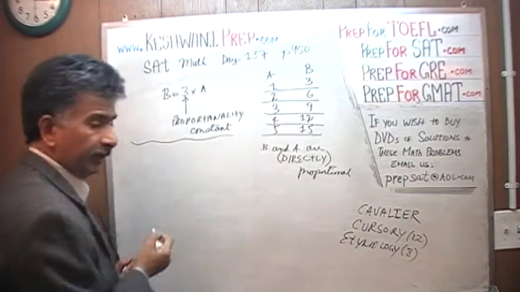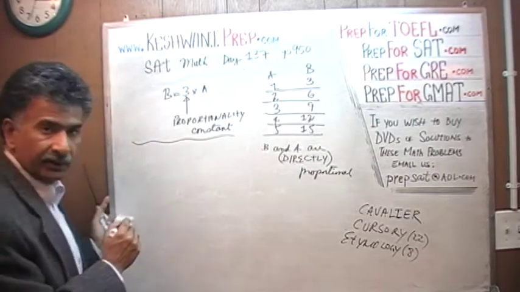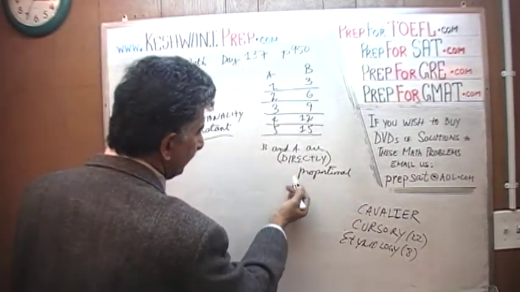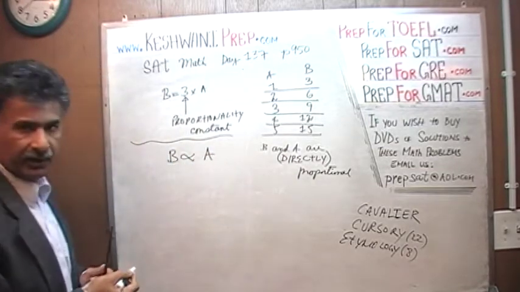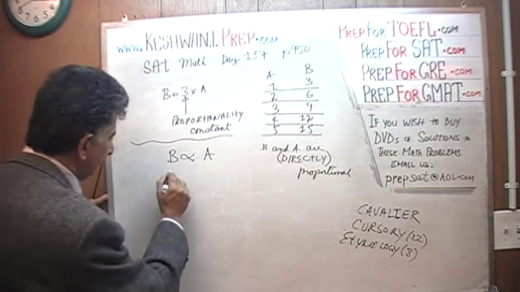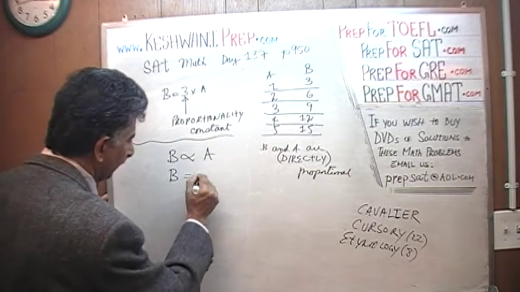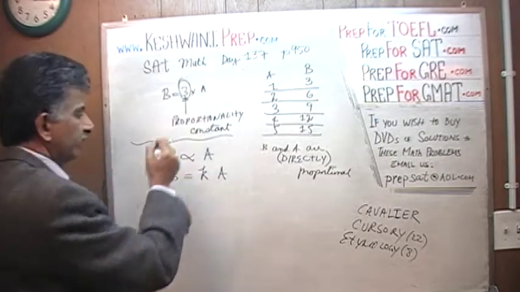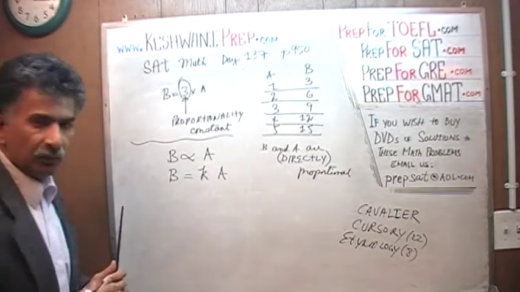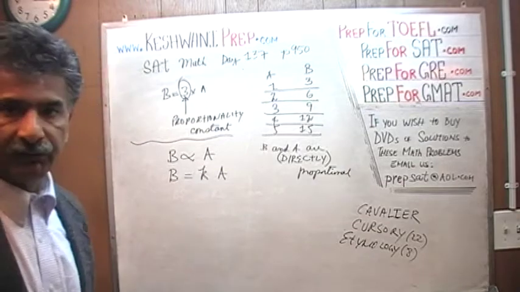And this is how we do it. Okay, here's the process. This is how we write it. B and A are directly proportional. This is how I would say B is directly proportional to A. And then this means that B must equal some constant times A. Some constant, we already know, is 3. Some constant k times A. The question is, how do we find the value of that constant?